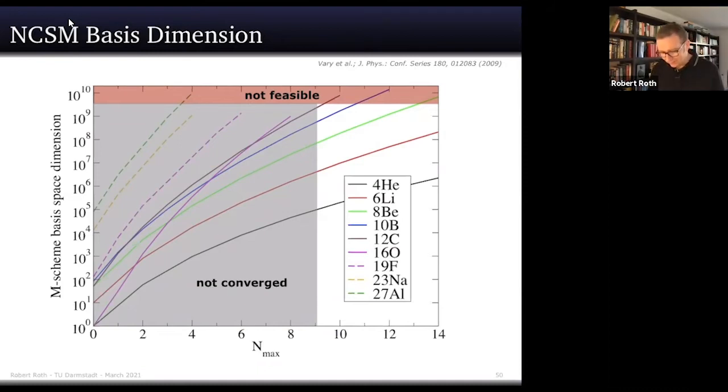But this tells you, if you want to go to sufficiently large Nmax, your reach in particle number, in mass of the nucleus, is very limited. And if you use this pure NCSM, you run out of steam typically around mass 12. So carbon-12 is the last nucleus that is typically done in the standard no-core shell model.